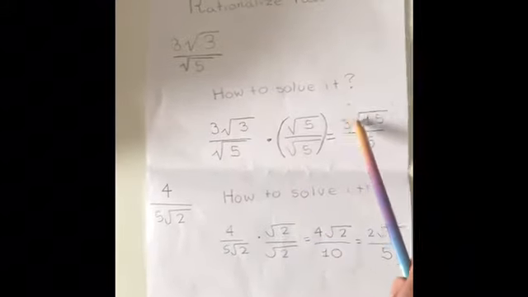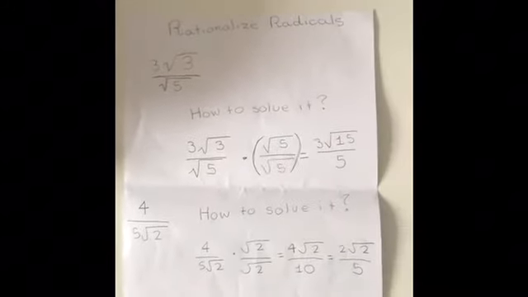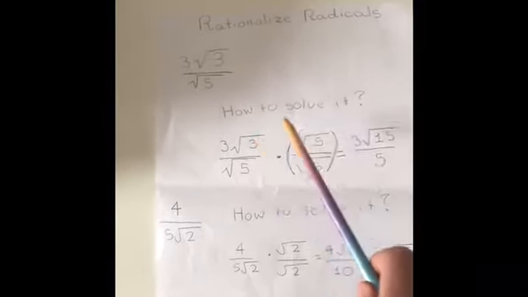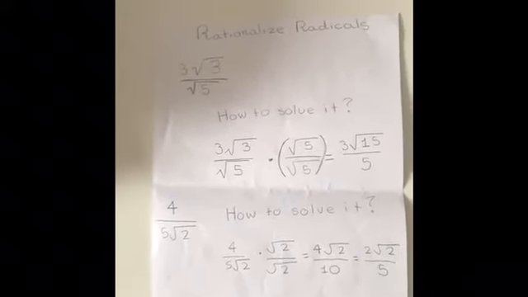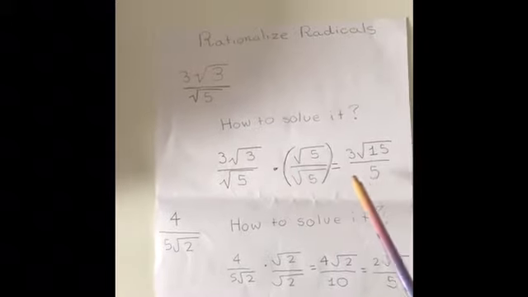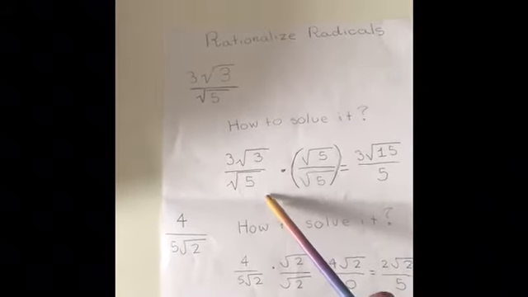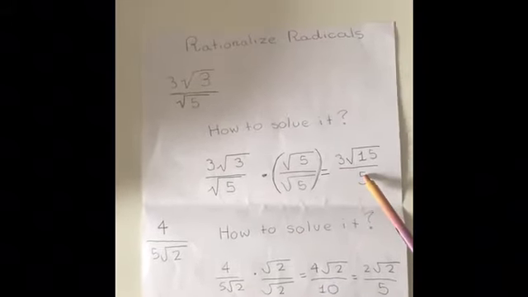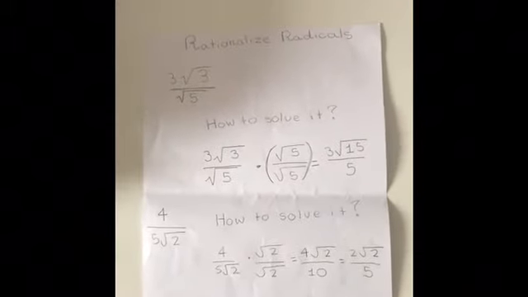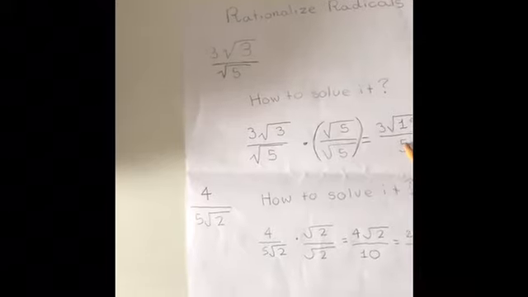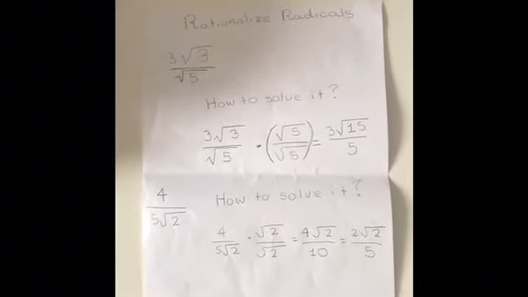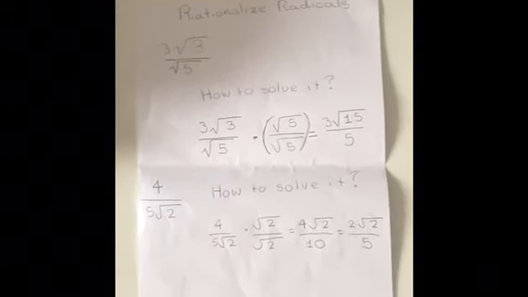Now we need to do like terms. So here basically we have a 1. So it's 3 times 1 equals 3. Square root of 3 times square root of 5 is square root of 15. And square root of 5 times square root of 5 is square root of 25. That is the same as 5. So our answer for this problem is 3 times square root of 15 over 5.